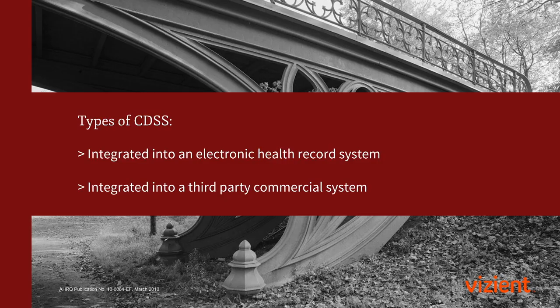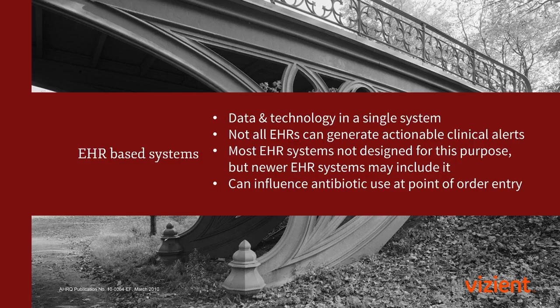There are two general categories of clinical decision support systems: those that are integrated into an electronic health record system, or EHR, and third-party commercial systems. The main difference between the two is whether or not the user has to go into a separate system to view the alerts. In an EHR-based system, the data and technology needed to generate the alerts are embedded within a single system. Not every EHR has the ability to generate actionable clinical alerts. The majority of EHR systems were not originally designed for this purpose. However, over time, this functionality is being embedded as newer versions come into the market.